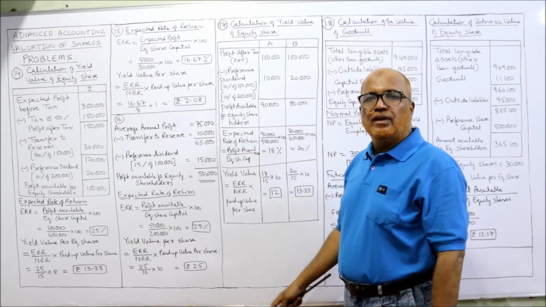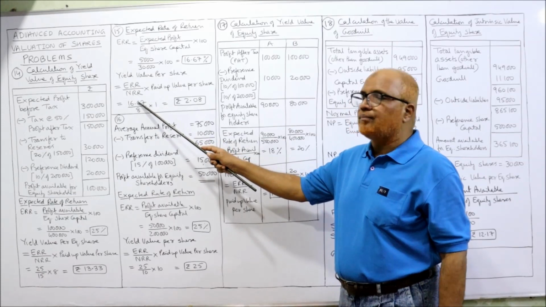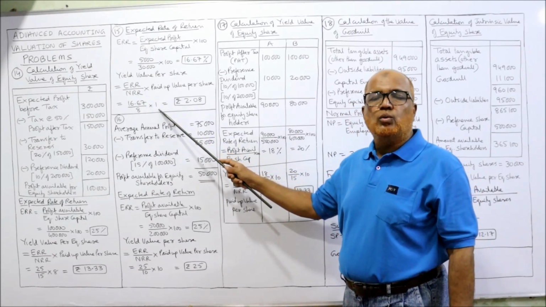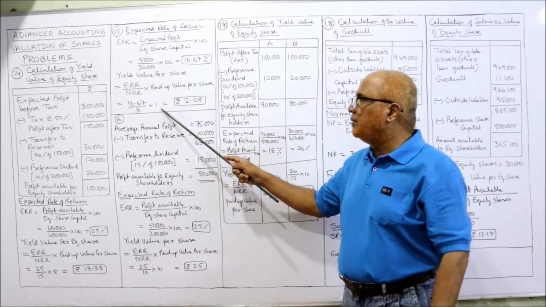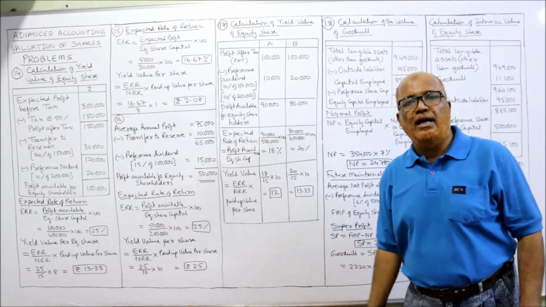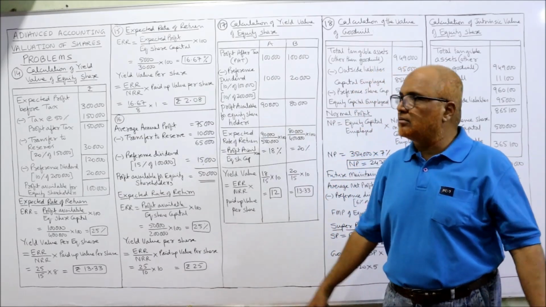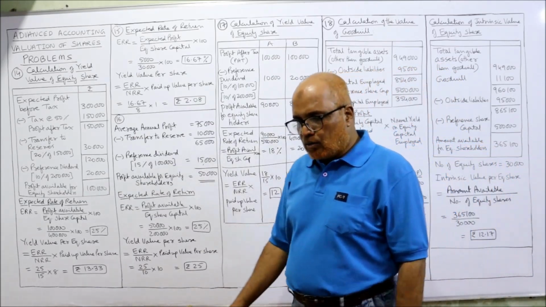Now yield value: ERR 16.67 divided by NRR 8% given in the problem, into paid up value per share, 1 rupee. So you will get 2.08 as the yield value per share of Hindustan Limited. That's it. Now the 16th one.